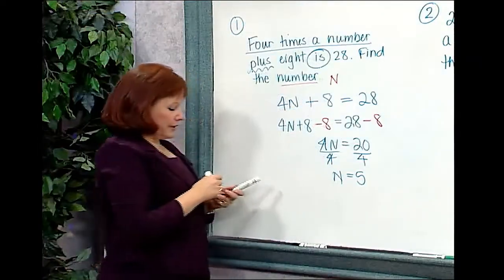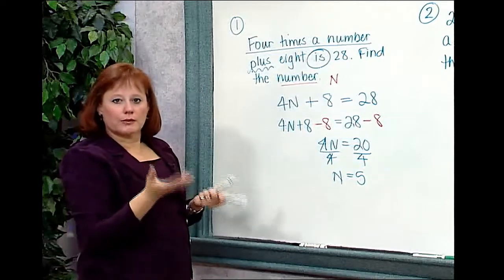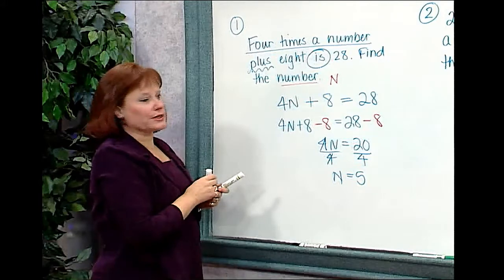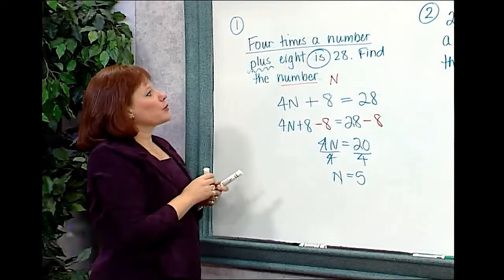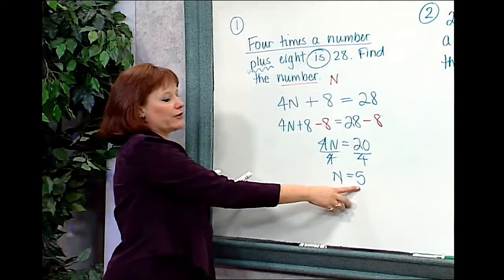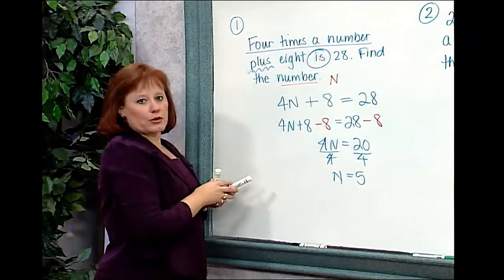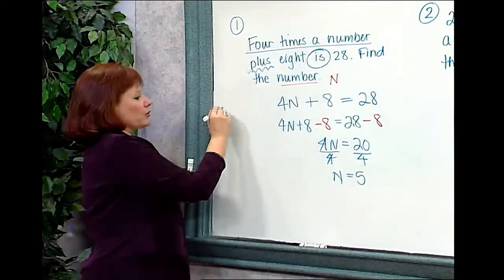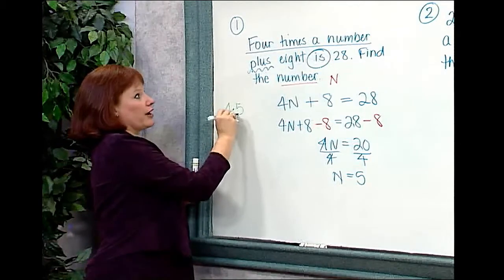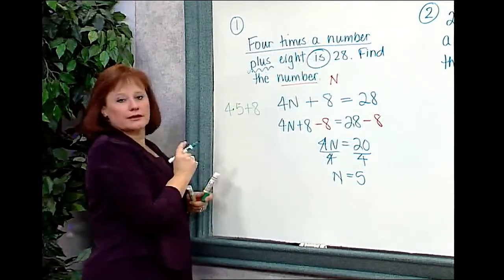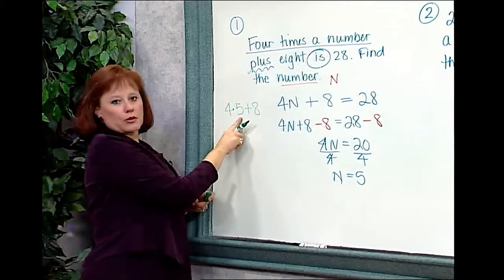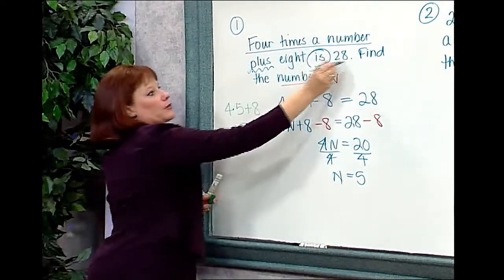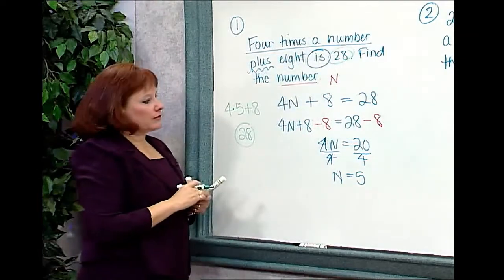Now instead of checking this as a mathematical check, let's put it back into the sense of the problem and see if we can come up with the answer that we desire. 4 times a number plus 8. If our number is 5, 4 times the number would mean 4 times 5, plus 8. If I check this, 4 times that number would be 20, plus 8 would be 28. And that's the number it was supposed to turn out to be.